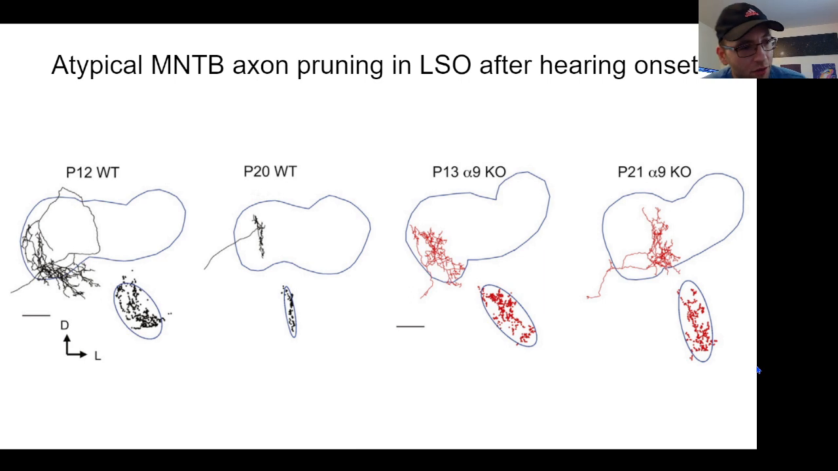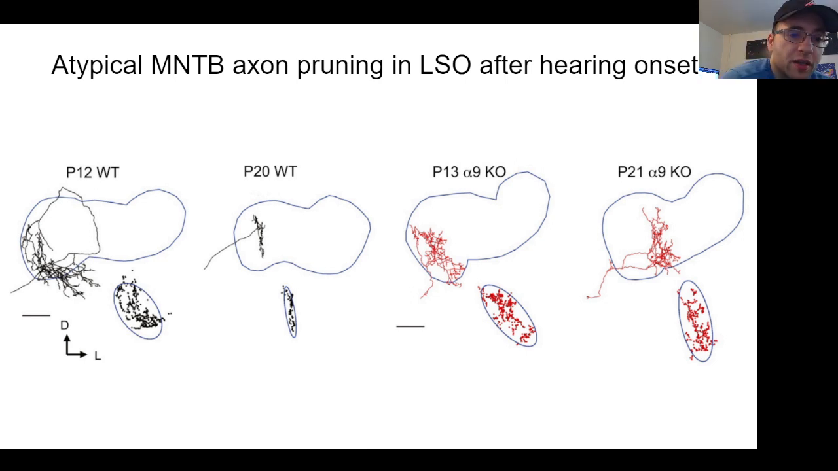Okay, so things have been looking kind of decent. So what's going on with that lack of sharpening? When are we going to explain this? And this is our first kind of hint at what's going on: there's actually atypical axon pruning. We just stopped looking at P12, but if we continue on about another week and look at P20, this is where things start to go awry.